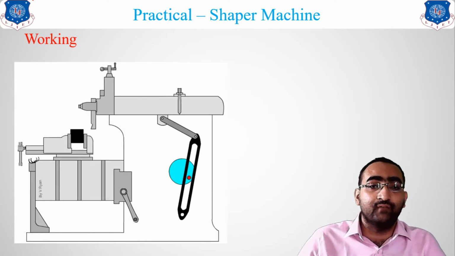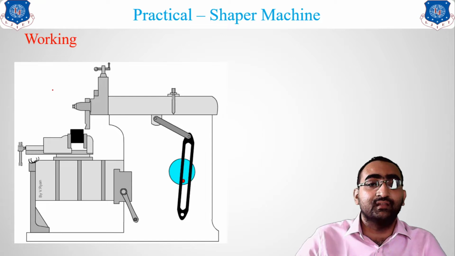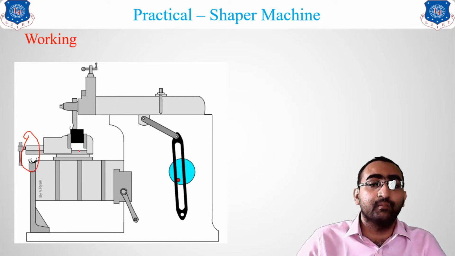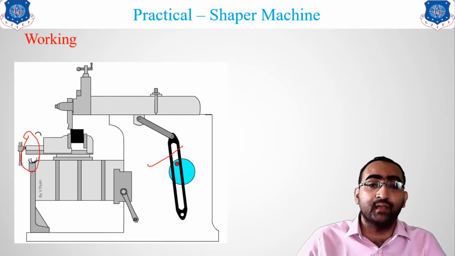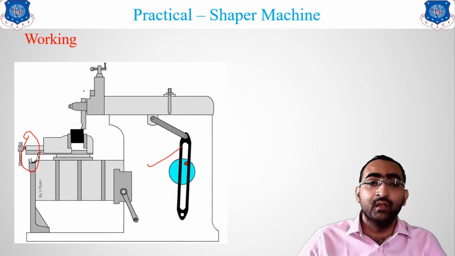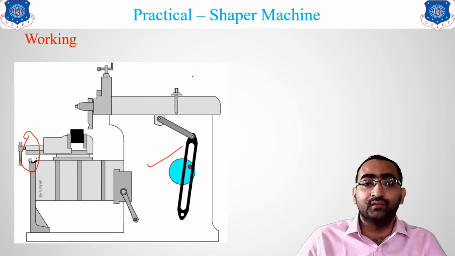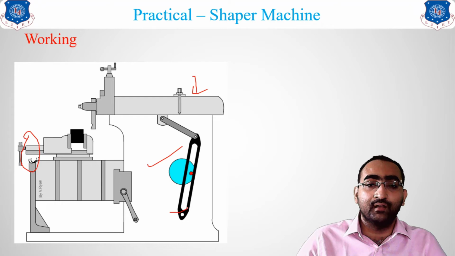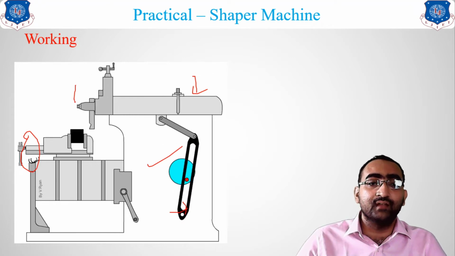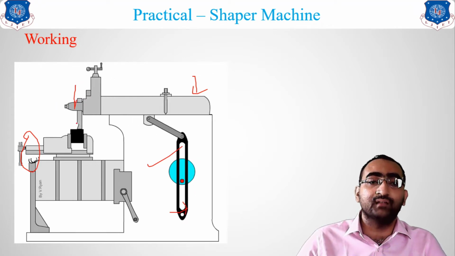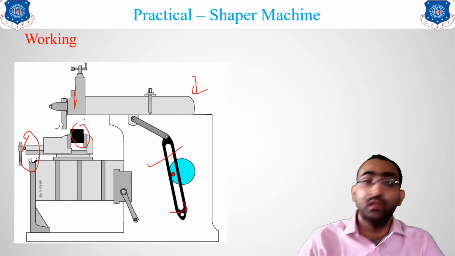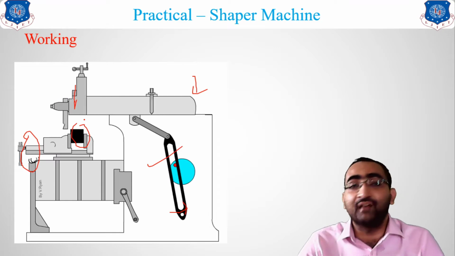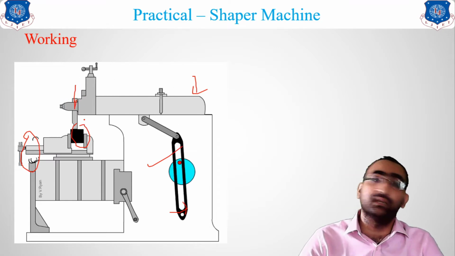You can see in this way, in the forward direction the chips are removed from the workpiece, and in the return direction there is nothing going on. In this way the quick return mechanism is done, and this ram is moving to and fro. So this will be your ram, this is your quick return mechanism. Here you can see there is a tool, a clapper box, and over here the workpiece is set under the vise. Okay, so this is how the basic working principle of the shaper machine works.